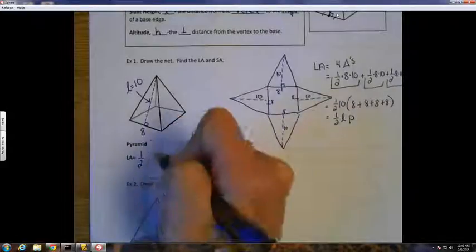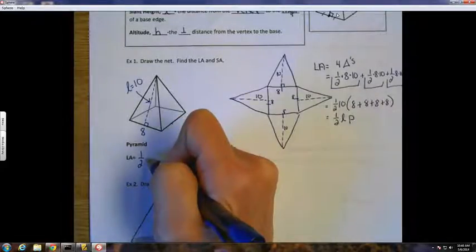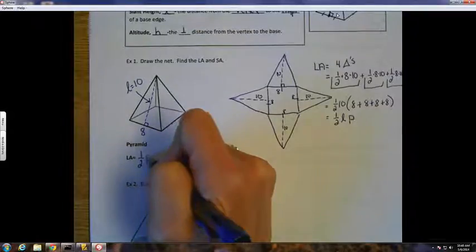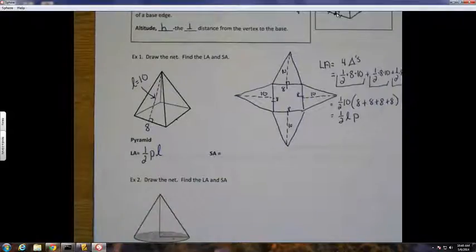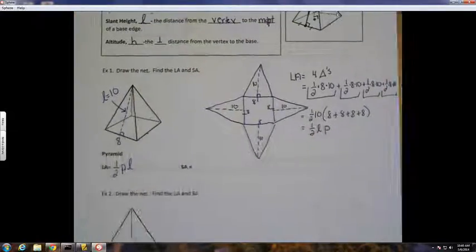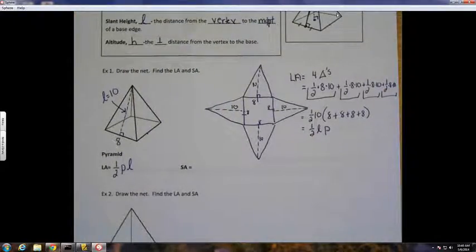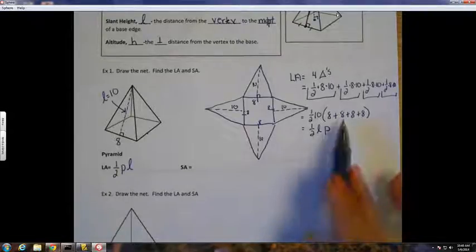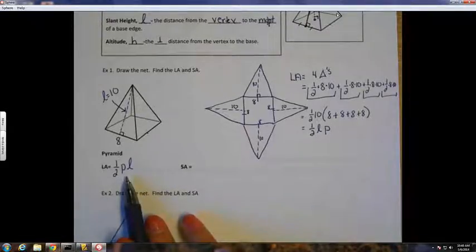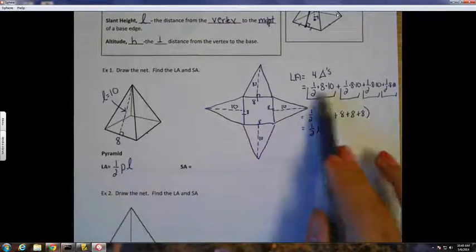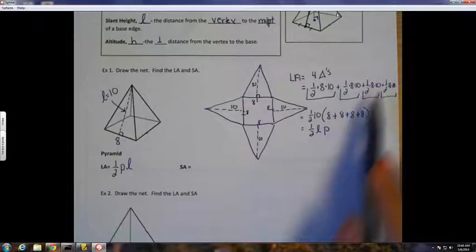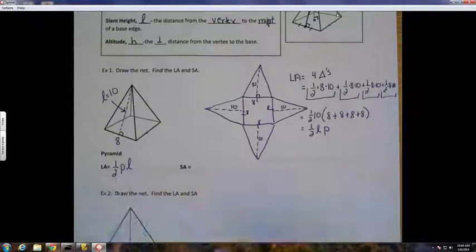So the lateral area is 1/2. They put the P first, 1/2 PL, it doesn't matter. PL. Where did the 10 come from in the figures? Because that's how I make it match the formula that they give. I'm just trying to show you where this formula came from. And if we factor the 1/2 and the 10 out of all 4 baskets, then it matches the formula. I'm just showing you how they came up with the formula.